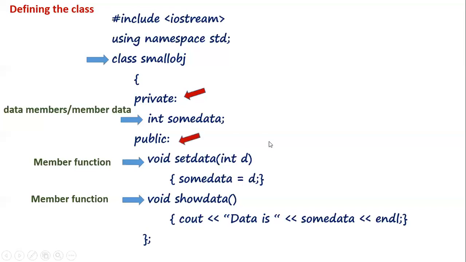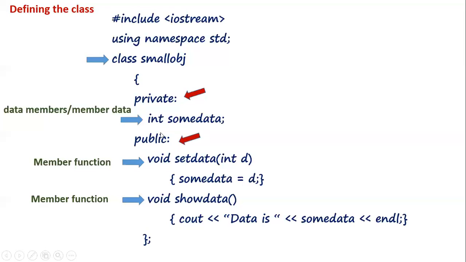Another thing is you can make functions public. That means you can use the keyword public, which means that any part of the program outside this class can access this function. Basically, the data will be accessed through this function so that the data will be safe and secure in the program.